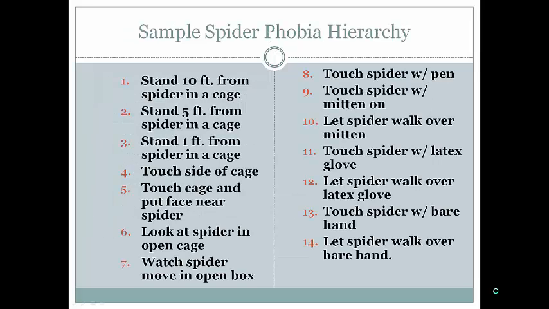Just to give you another example of a hierarchy, here's one for a simple phobia like a spider phobia. On the bottom rung, you stand 10 feet from the spider cage. On the top rung, let the spider walk over your bare hand. I have to say that's not my favorite thing in the world to even imagine.